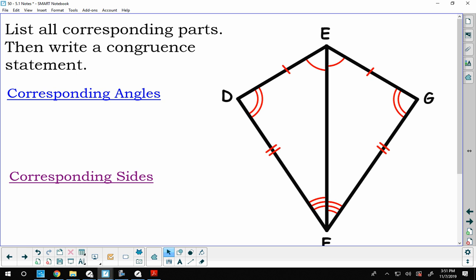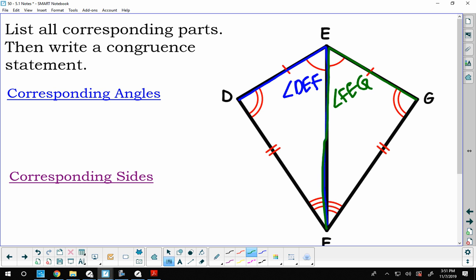Sometimes you'll get some triangles like this, and you just have to be careful when you're naming angles. I'm not going to go through everything, but there's two separate angles here, so you can't call that angle E because you don't know which one you're talking about. So this angle, you would have to name it as angle DEF, and this angle you would have to name as angle FEG or angle GEF. It doesn't matter.